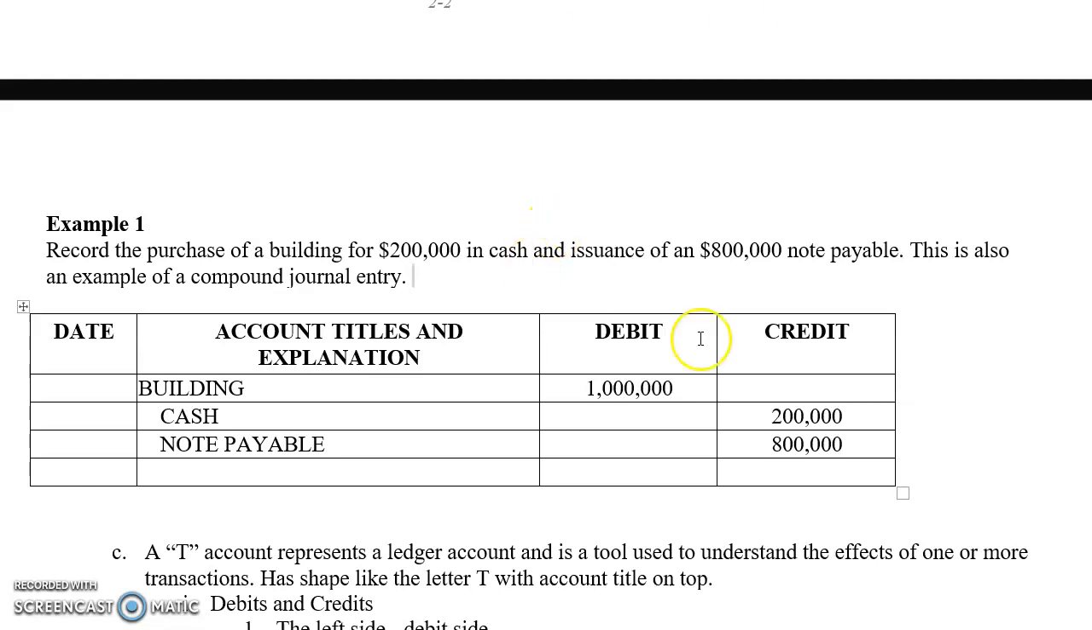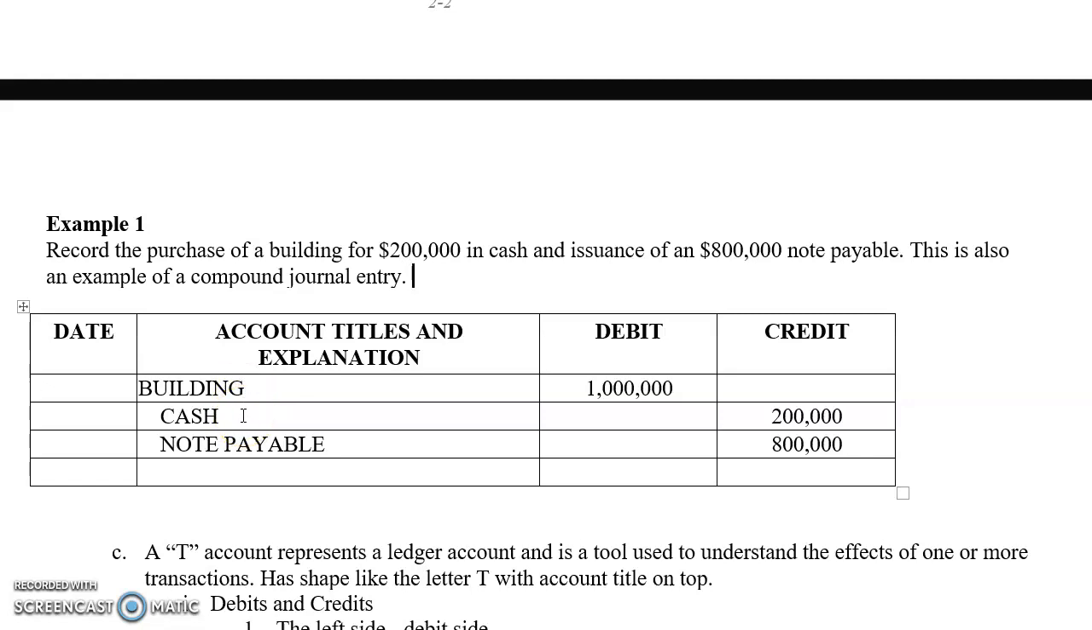And again, let's make sure we highlight this. Debit, 1 million. Credits add up to be $1 million. 200 plus 800,000 is $1 million. So our debit equals our credits. If this had just been one debit and one credit, that would be a simple journal entry. But because we have more than one credit, it's compound. If we had more than one debit and just one credit, it would still be compound.